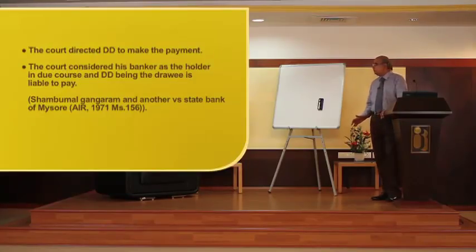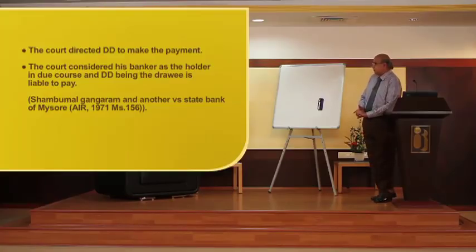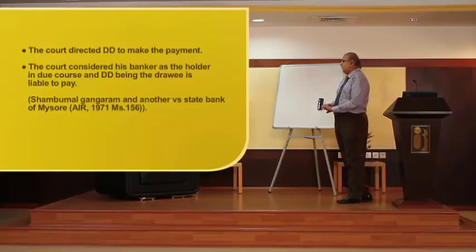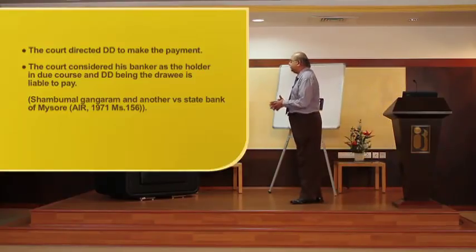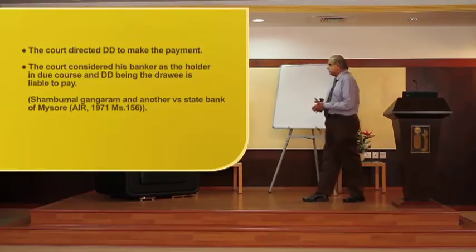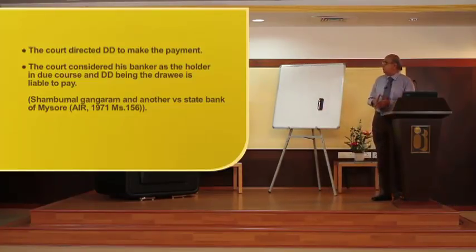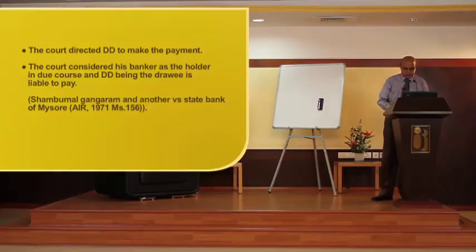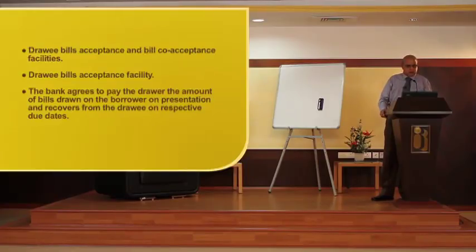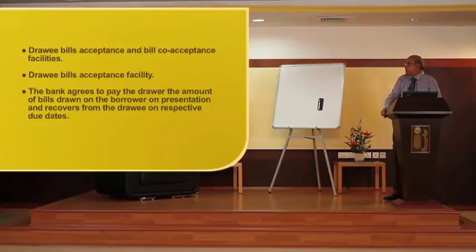Drawee bills acceptance and bills co-acceptance facilities. The bank agrees to pay the drawer the amount of bills drawn on the borrower on presentation and recovers from the drawee on respective due dates. This is called drawee bills acceptance facility. Normally, to borrowers enjoying working capital facilities, as an alternative to cash credit or overdraft, the bank can sue the drawee and also the drawer in case of dishonor.